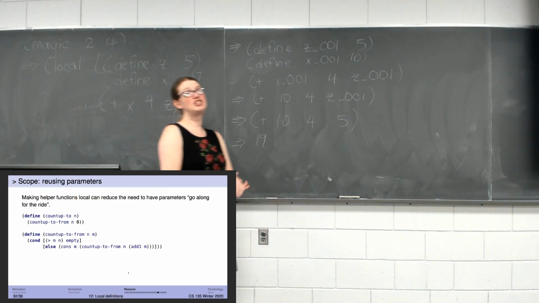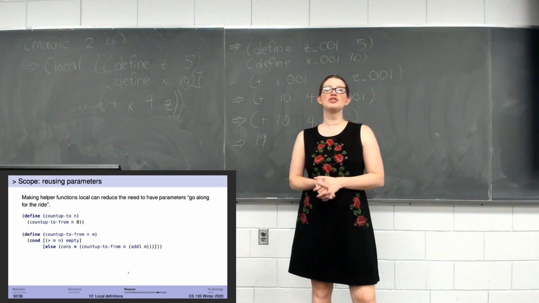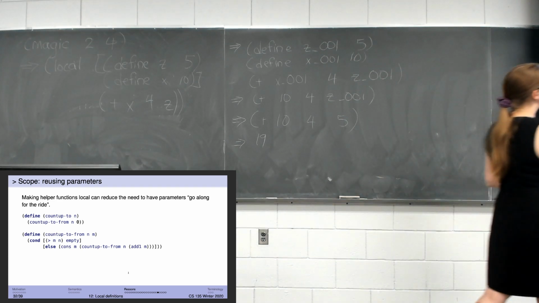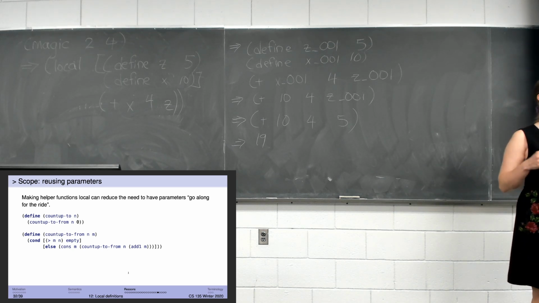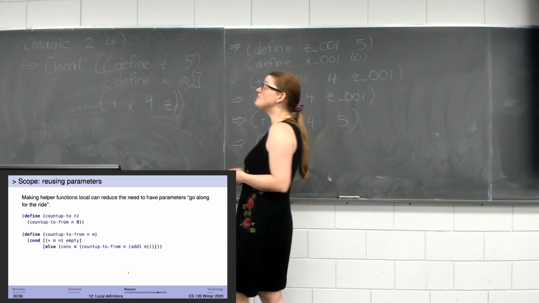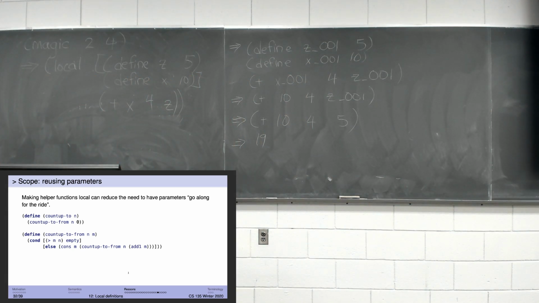Now, there's some other advantages that local can give us, and one of those is getting rid of the extra arguments that go along for the ride with simple recursion. So you might remember we wrote a function that we wanted to count up from 0 to n, which we generalized to a function that counts from some base m to some number n. And then counting up from 0 to n is simply calling count up to from and passing n, the stopping condition, and 0 as the start place.